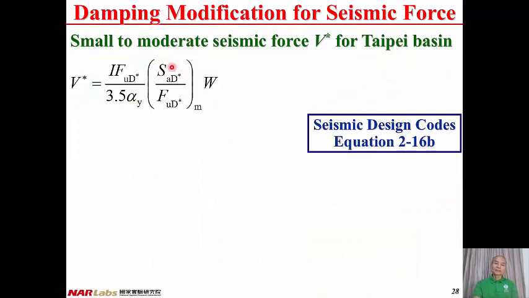For Taipei Basin, the small to moderate seismic force V star, according to seismic design code equation 2-16b, V star equal to I times FUD star divided by 3.5 alpha Y, SAD star divided by FUD star, modification times W, the weight of the structure.